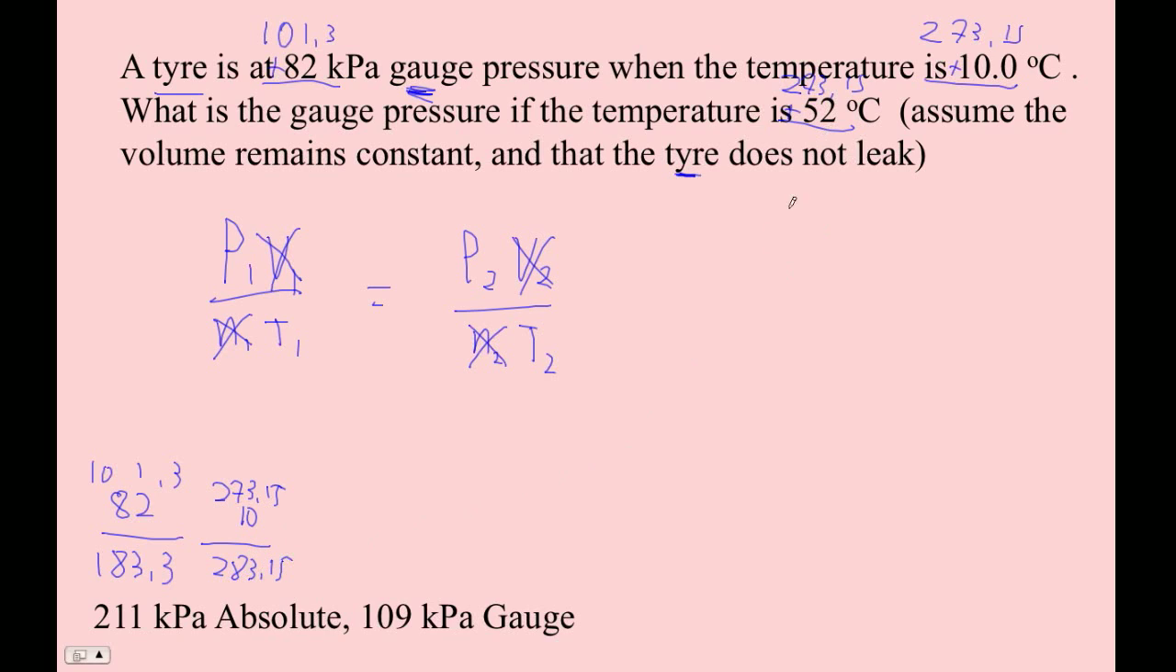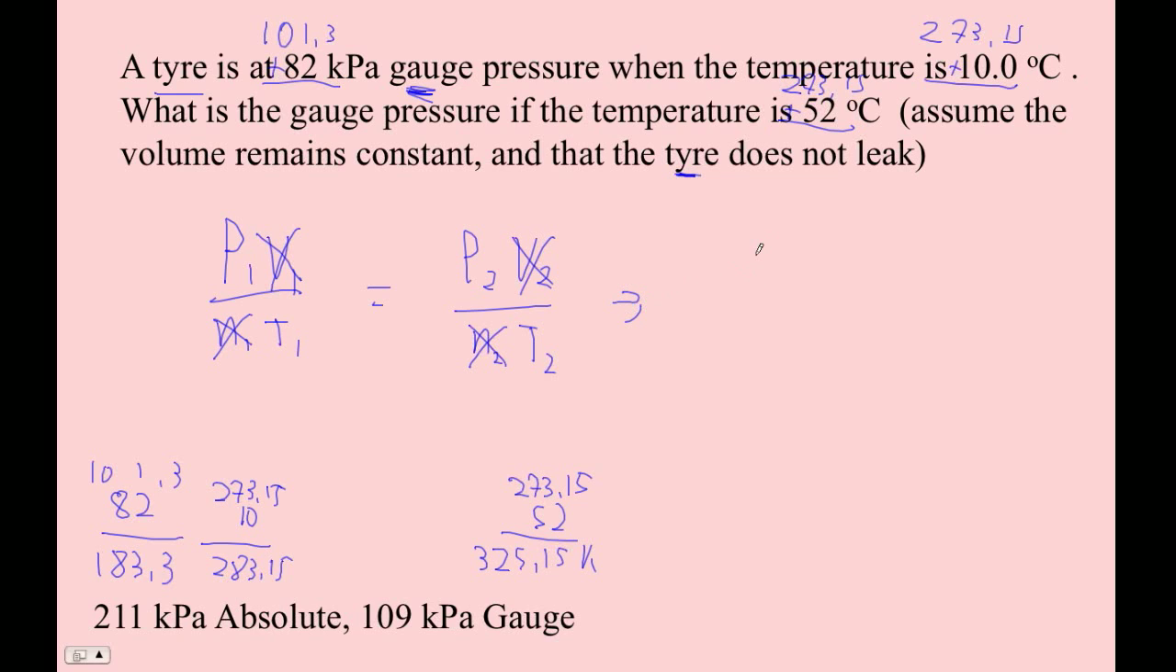And then 52 degrees, 52 plus 273.15. So this is the thing: you've got to put it into absolute to solve it. Okay, so 52 plus 273. That's higher mathematics. I can't be expected to do that at this hour of the morning. 325.15 Kelvin. So now we're ready to go, right?